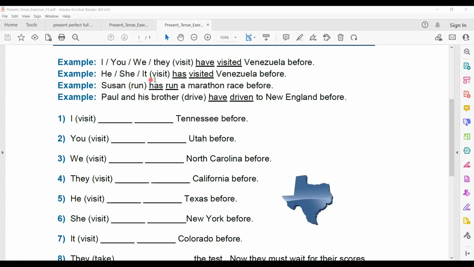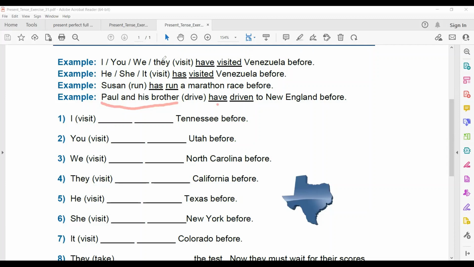For he, she, it, we say has. Susan has. Paul and his mother. Now here you have to look at how many people, is it singular or plural, to make a decision whether it is has or have here. So with such subjects, just be careful. Look at how many people are there, or objects.